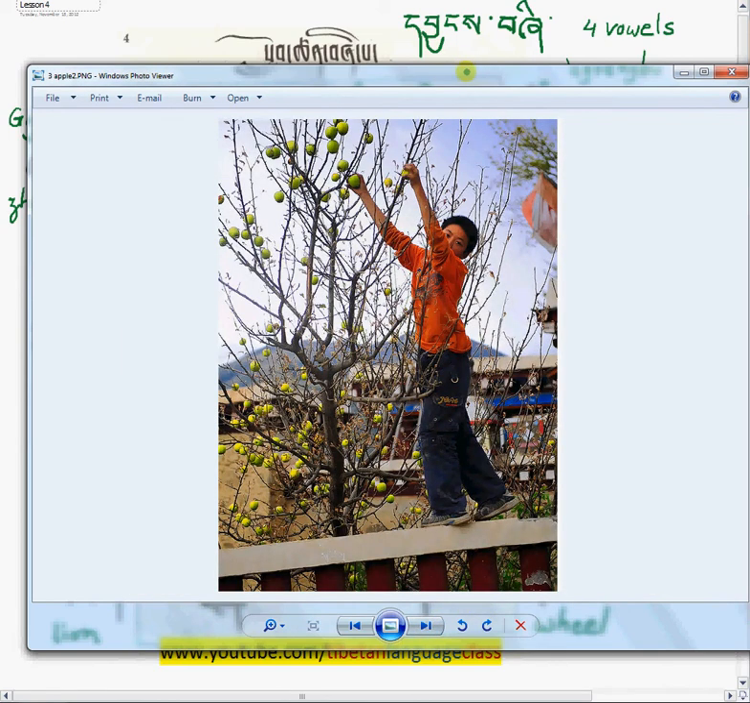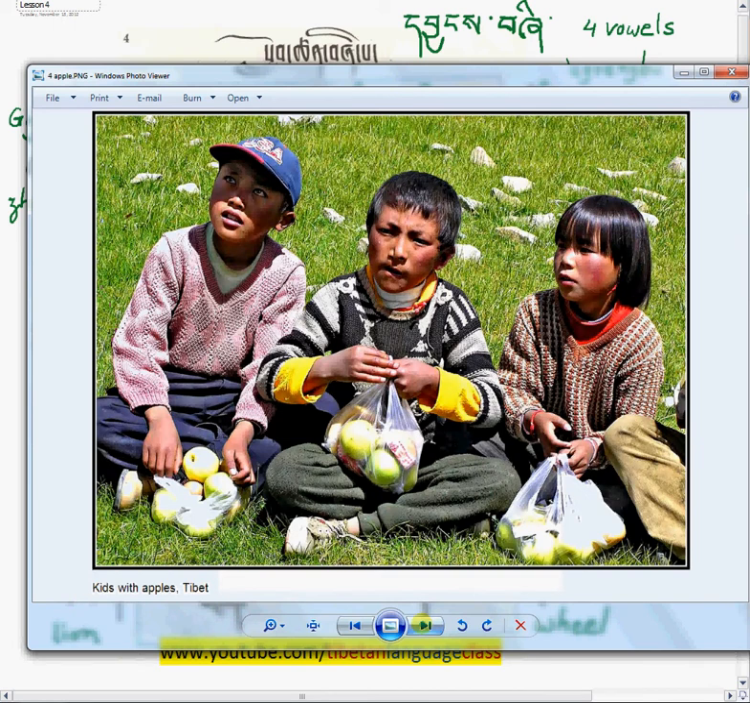And the second example we have is kushu, apple, right? And there's a picture of a young Tibetan kid trying to grab some apples. And then some more Tibetan kids with apples in their plastic bags. And these are actual photos from Tibet.